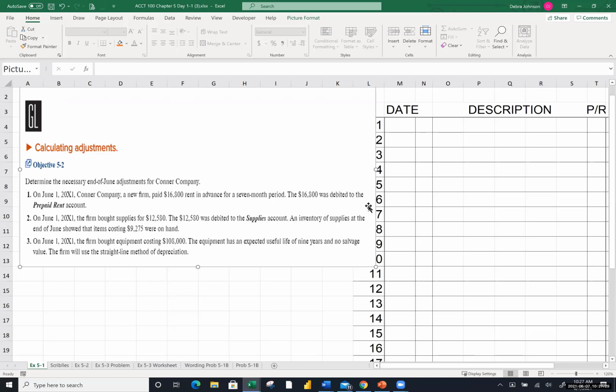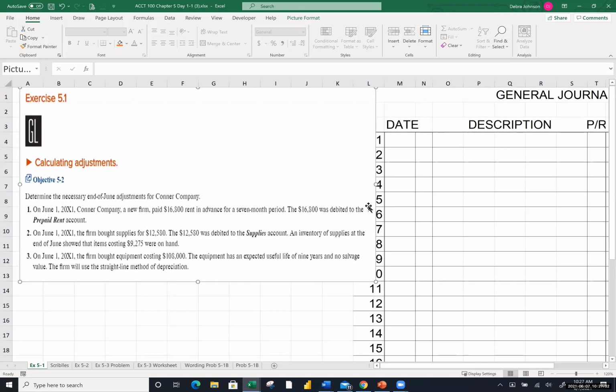And the first thing you want to be very careful of when you look at these exercises is what time period are they talking about? Some companies make these adjustments every month. Some companies make these adjustments at the end of every year when the accountants come in. So you want to make sure you have a good understanding of what kind of time period we're talking about. And so zeroing in on this question, this one says specifically end of June. So we're talking about 1 month's worth of activity here.